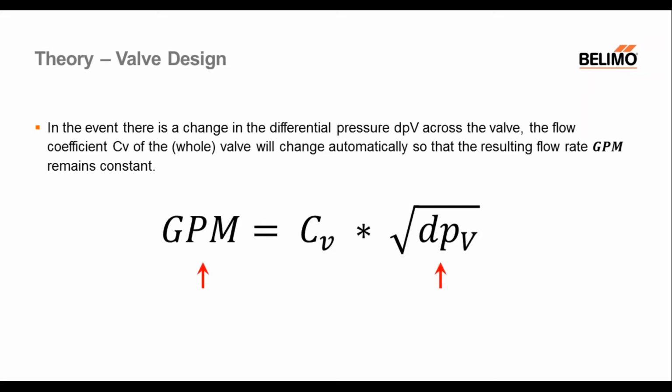We have a little formula here that depicts that when delta P goes up, we want to maintain GPM, but if we're in a pressure dependent situation, when delta P goes up, so too does GPM. What we prefer to see is that delta P goes up and your GPM stays constant by adjusting the CV value in order to maintain a designed GPM.